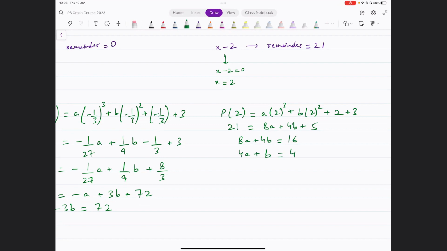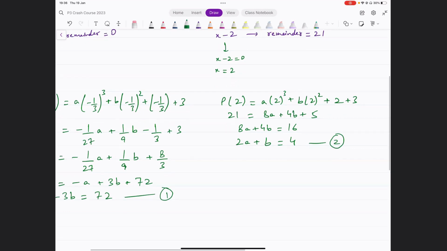No, sorry. Something wrong here. Yeah, should have 2 here. 2a plus b equals 4. This is another equation that we've got. Okay, you've got two equations, two unknowns. You can solve them simultaneously and find the values of a and b from that.